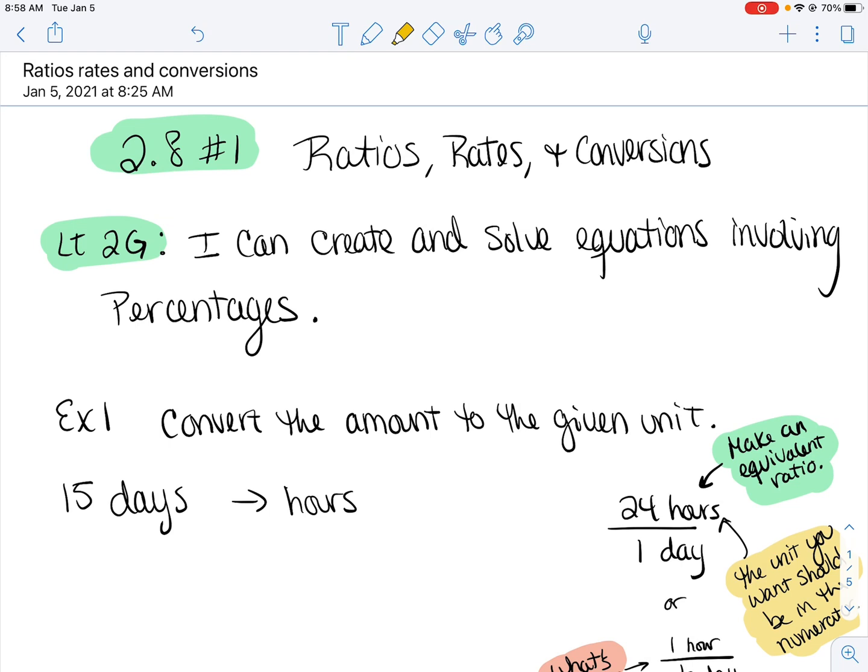and then we'll move on to percentages. So your learning target is 2G. We'll use the same learning target for a few days. I can create and solve equations involving percentages.